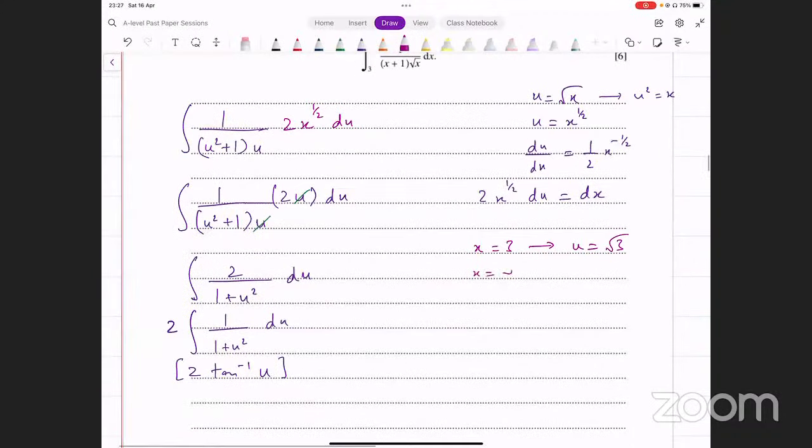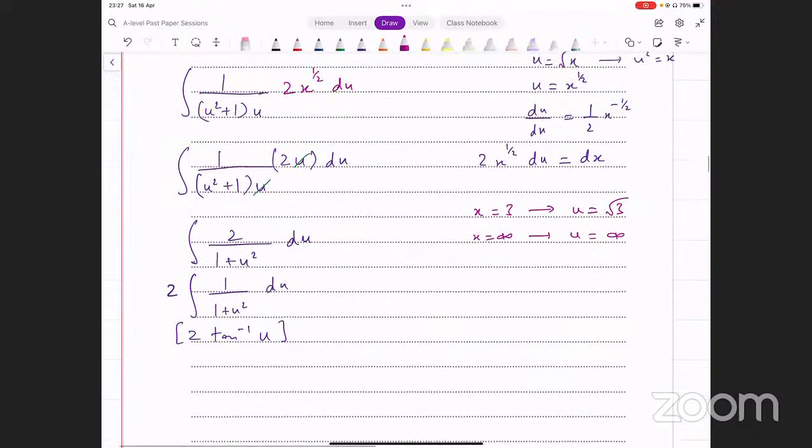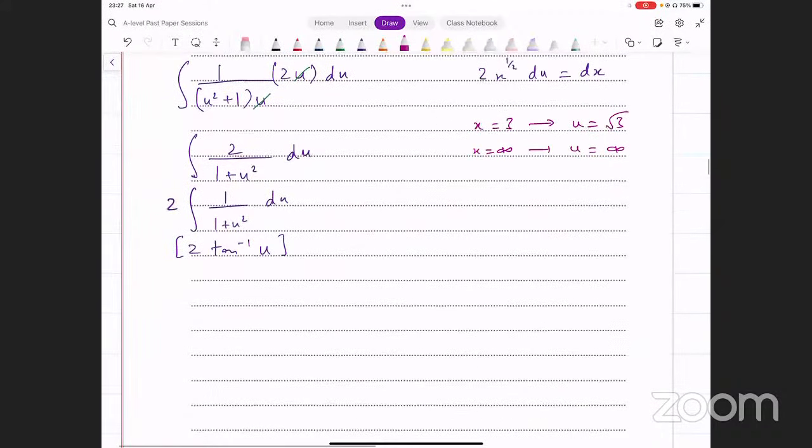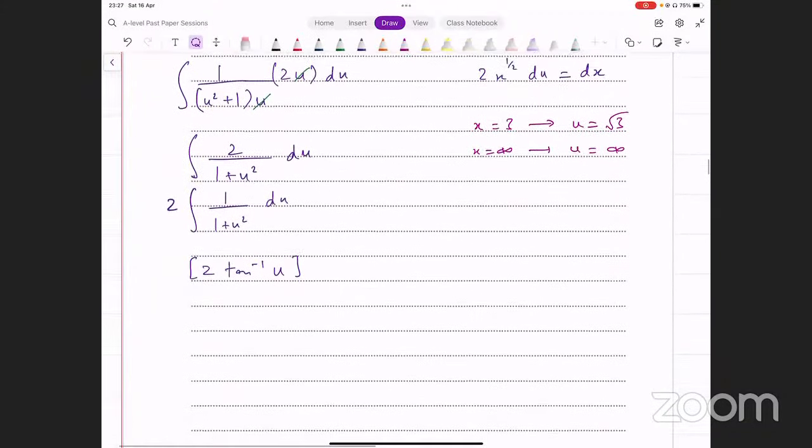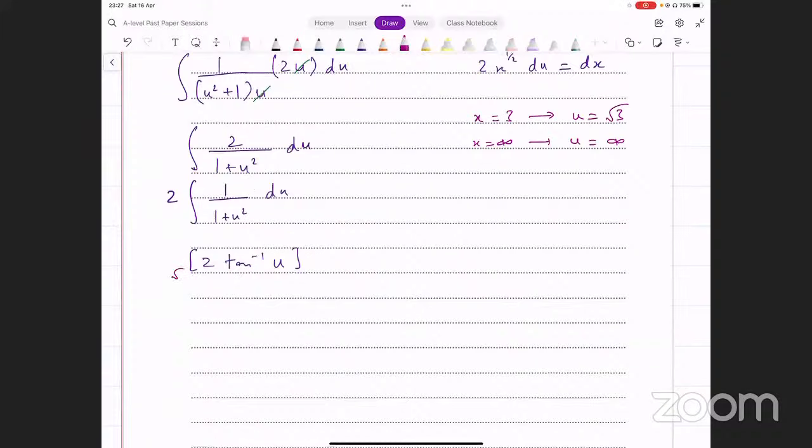When x equals infinity, what about u? Square root of infinity, what's that? Infinity का square root कर दें. That's still infinity, right? Infinity and square root of an extremely large number, that's still an extremely large number. ये हमारी upper limit फिर भी infinity रहेगी. ठीक है, तो हम लिमिट्स जब इनपुट करेंगे यहाँ पे, वो क्या लिमिट्स इनपुट करेंगे? We will be inputting square root of 3 to infinity. ये लिमिट्स हम यहाँ पे इनपुट कर देंगे. ठीक है, square root of 3 is the lower limit, upper limit is infinity.